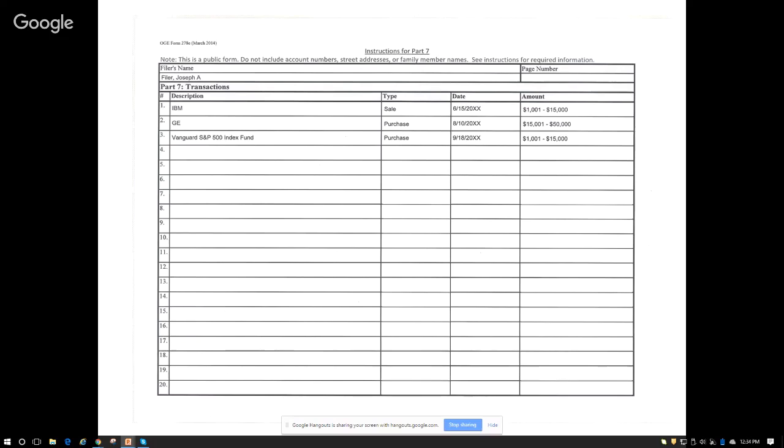In addition, the purchase of GE should probably have been reported on Part 6. So if our filer didn't do that, we can go back and get that reflected.